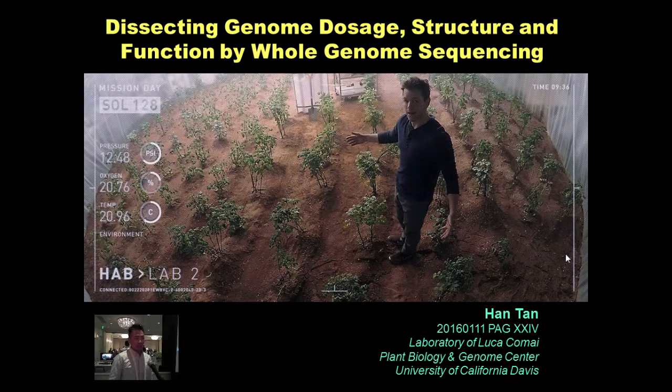I'm a postdoc in Luca Comai's lab at UC Davis, and like this protagonist here, we're hoping to be able to engineer plants rapidly, not just for Mars, but hopefully for the vast majority of environmental changes or whatever traits that we would want, and that's sort of the thrust of what our interests are.